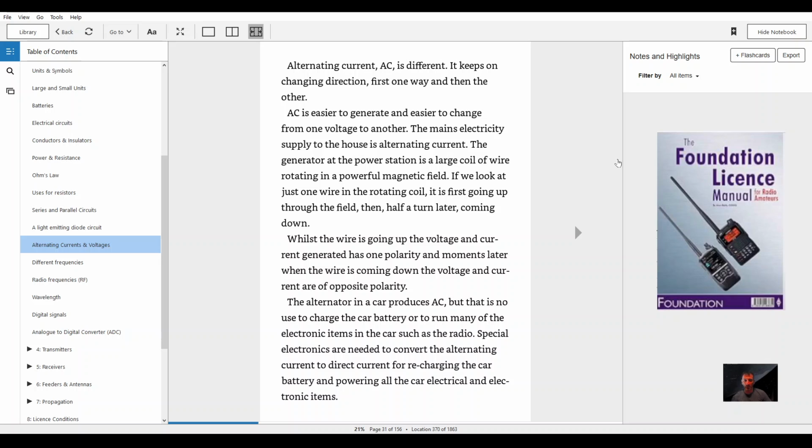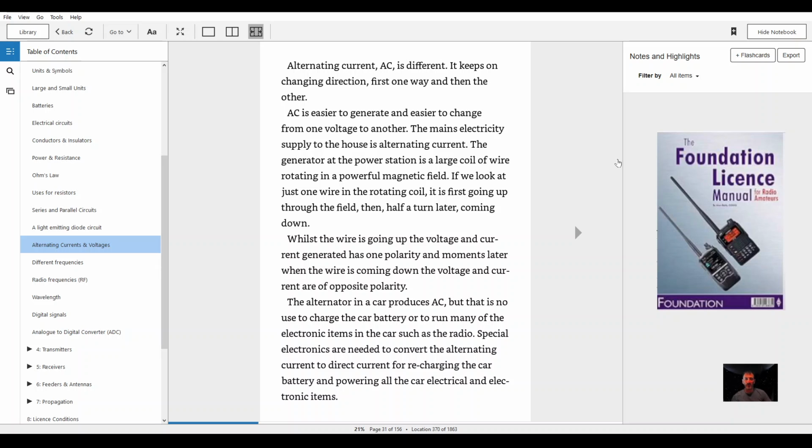AC is easier to generate and easier to change from one voltage to another. The mains electricity supply to the house is alternating current. The generator at the power station is a large coil of wire rotating in a powerful magnetic field. If we look at just one wire in the rotating coil, it is first going up through the field, then half a turn later coming down. Whilst the wire is going up, the voltage and current generated has one polarity, and moments later when the wire is coming down, the voltage and current are of opposite polarity.